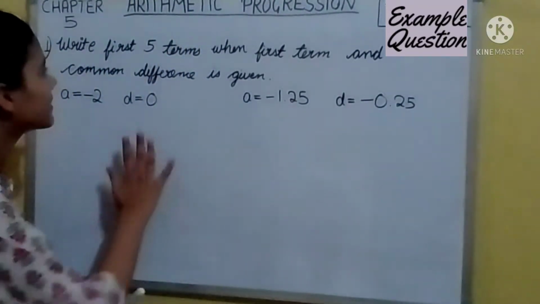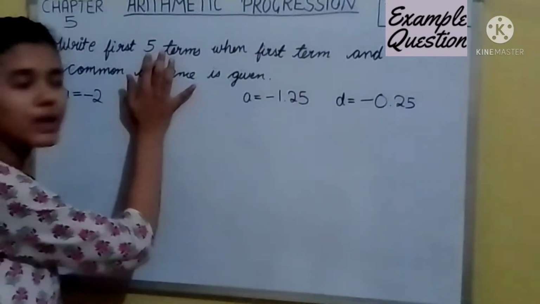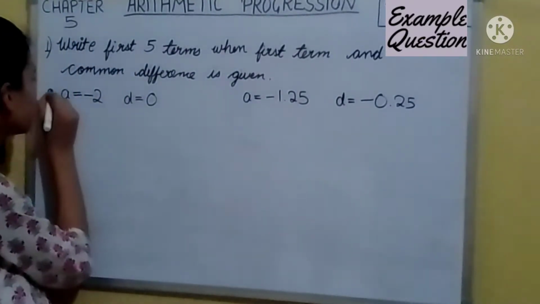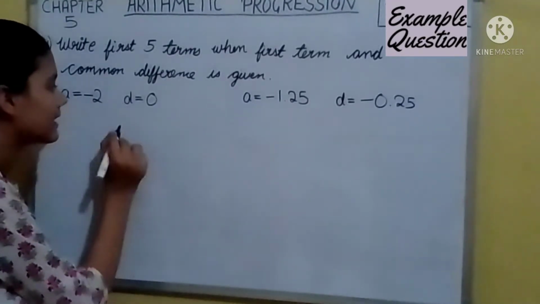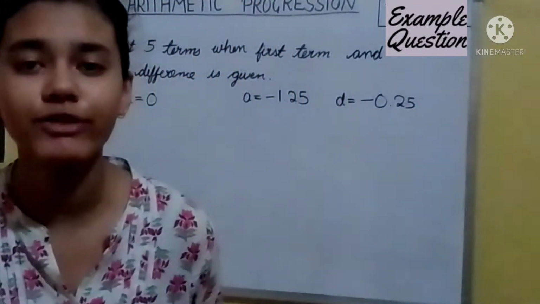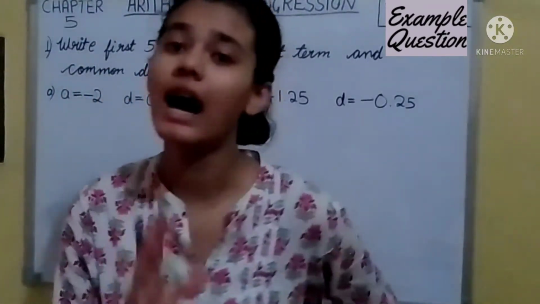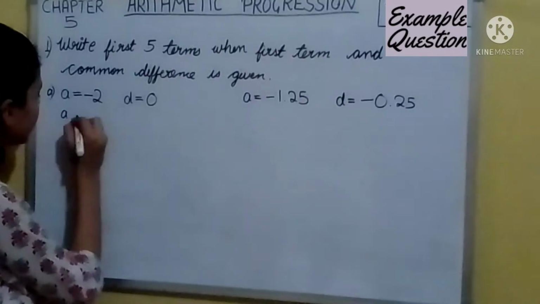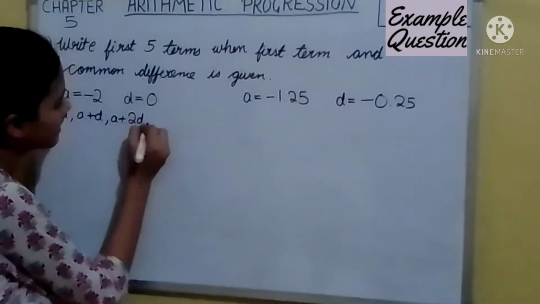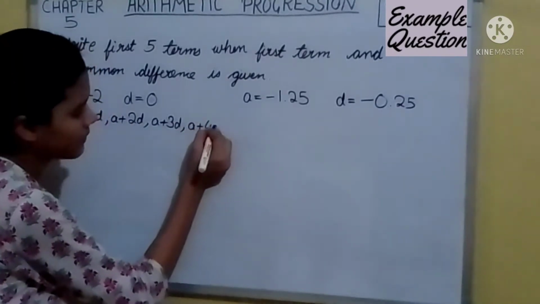So the first question is, write the first 5 terms when the first term and common difference are given. In the book it was written 4 terms, I have written 5 terms, that doesn't matter. So here the first one, a is equal to -2, d is equal to 0. Here the first term is given -2 and the common difference is given 0. So if we have to find an AP, how do we find it? The formula is a, a plus d, a plus 2d, a plus 3d, then a plus 4d.